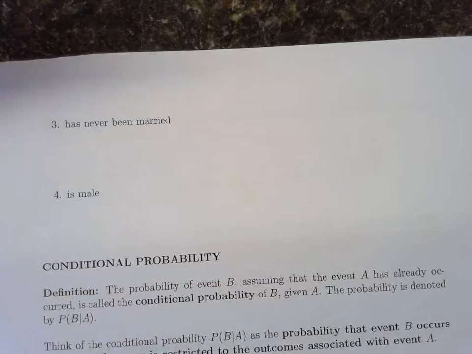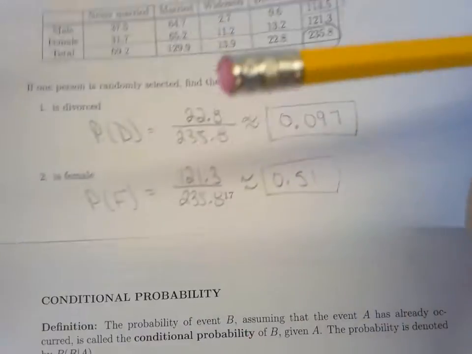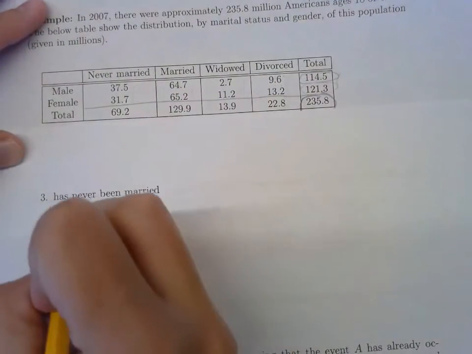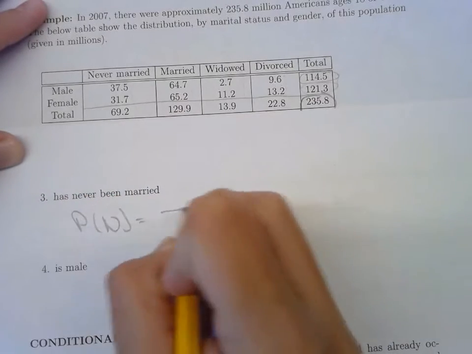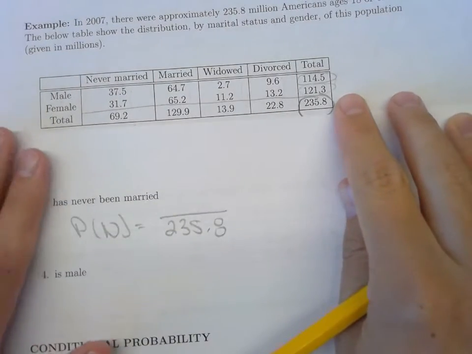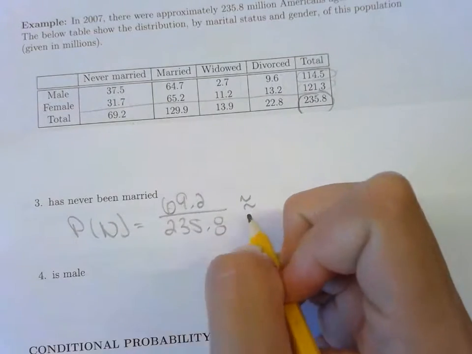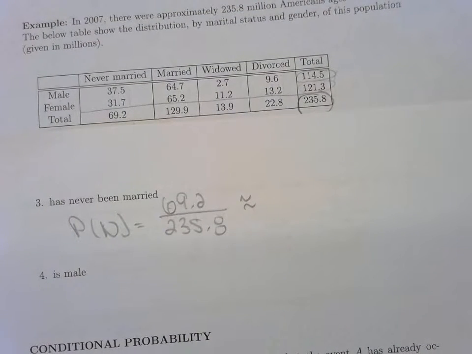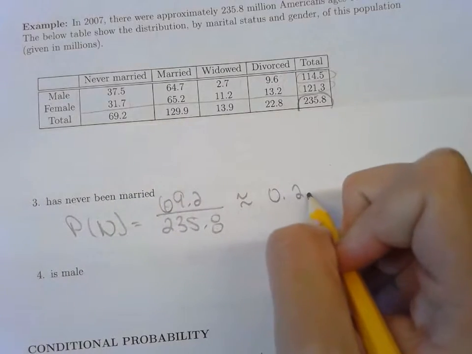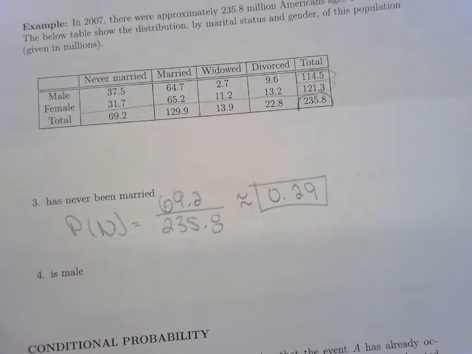Okay, top of page 18, we're looking at number 3, has never been married, which I'm going to leave out this table here. So I'm going to do probability of N for never been married. Again, the total is at the bottom. And then never been married, total is 69.2. So 69.2 divided by 235.8, I got about 0.29. It's about a 29% chance if you pick one person, they've never been married.